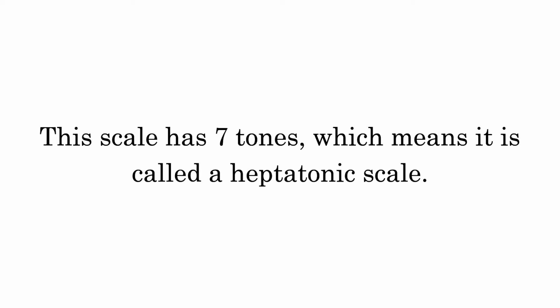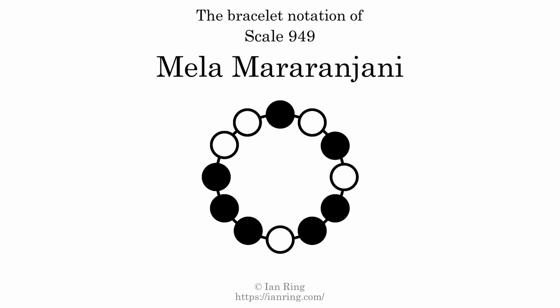This scale has 7 tones, which means it is called a heptatonic scale. This is a bracelet notation diagram of scale 949. The shaded circles represent tones that appear in the scale, and they are read clockwise, starting at the top.